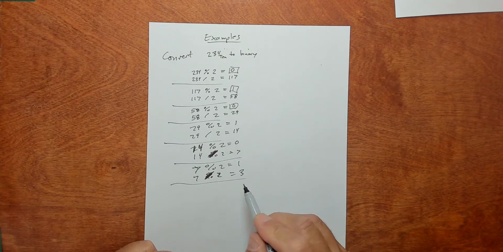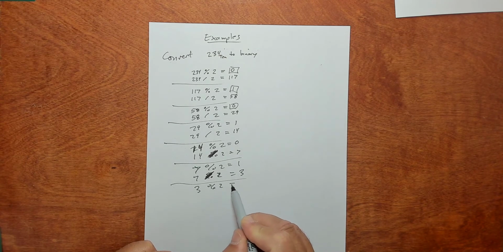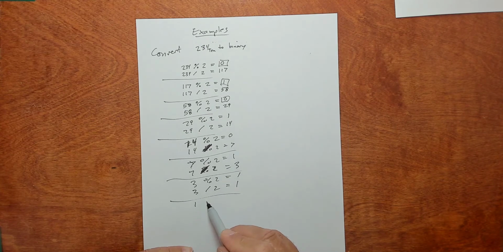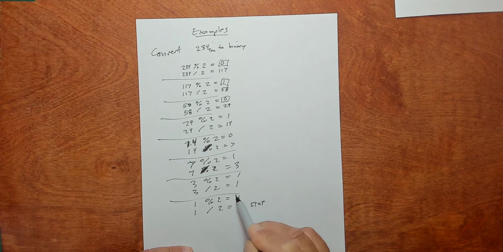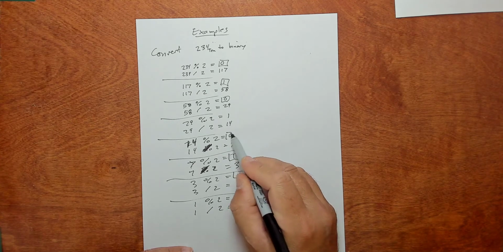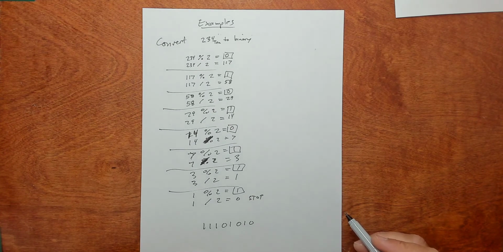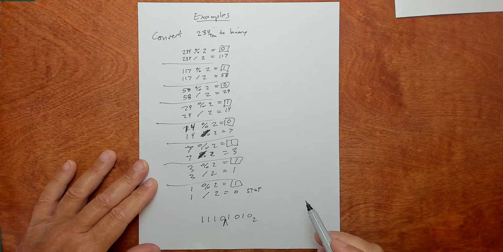It's 3, right? Then 3 modulo 2 is 1, and 3 div 2 is 1. And 1 modulo 2 is 1, and 1 div 2 is 0, and so we stop. And this is our answer, these digits. So the answer is 1, 1, 1, 0, 1, 0, 1, 0, base 2. And you can put a caret here just to break it up into nibbles.